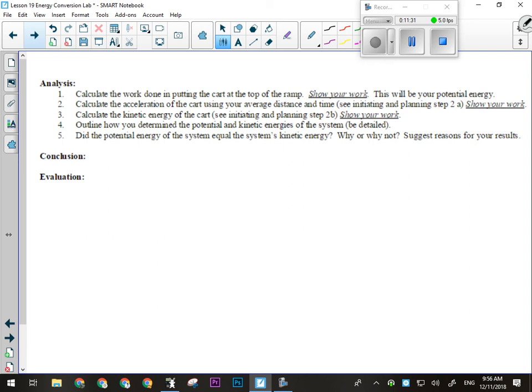Then same as always for your conclusion, restate your hypothesis, explain why you accept or reject it. Evaluations, your sources of error: you need 2 of those and ways to fix them, same as always. So tomorrow we'll come in here and right away we'll get started on setting up the lab, getting our data, and then hopefully we'll have pretty much the whole thing done before the end of class, report included.